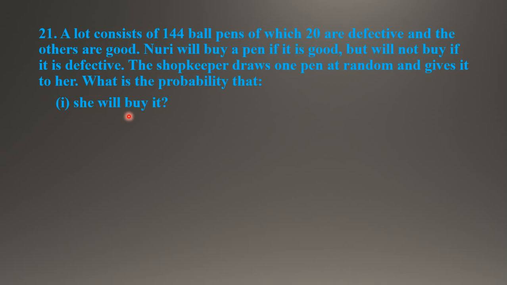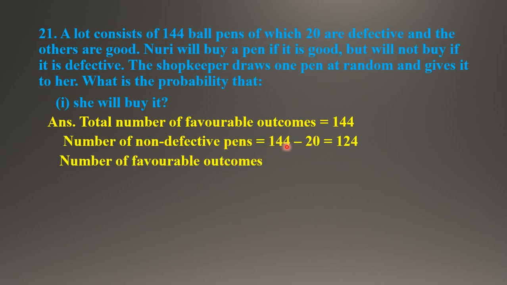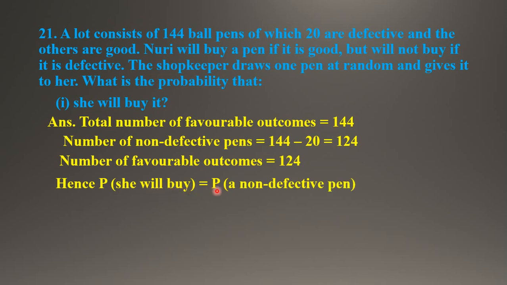When will she buy? When the pen is good. Therefore, we have to find the probability of a good pen. The total number of outcomes is 144, out of which 20 are defective. Therefore, the non-defective pens will be 144 minus 20, which is 124. The number of favorable outcomes is 124. Therefore, the probability that she will buy, that means the probability of a non-defective pen, is 124 upon 144.